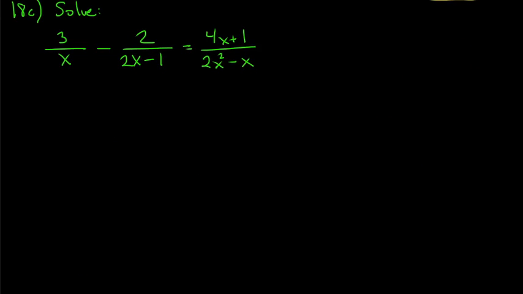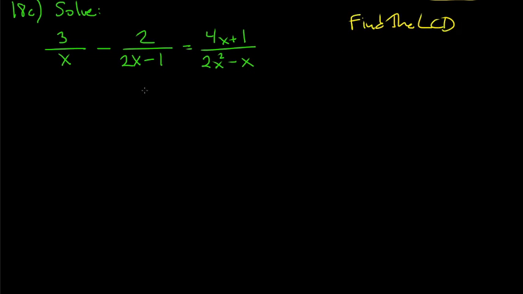Okay, 18c, we want to solve the equation 3 over x minus 2 over 2x minus 1 equals 4x plus 1 over 2x squared minus x. Right, this one's a little bit more difficult simply because, as I mentioned earlier, this is not a fraction, so cross-multiplying is out here. That's not going to work. Okay, so here are your two options. One option is to subtract these two fractions. When you subtract the two fractions, you'll get a single fraction. Then you can cross-multiply. I don't think I've ever done it that way, so I'm not going to start now. The usual way to do this is, again, find the LCD.